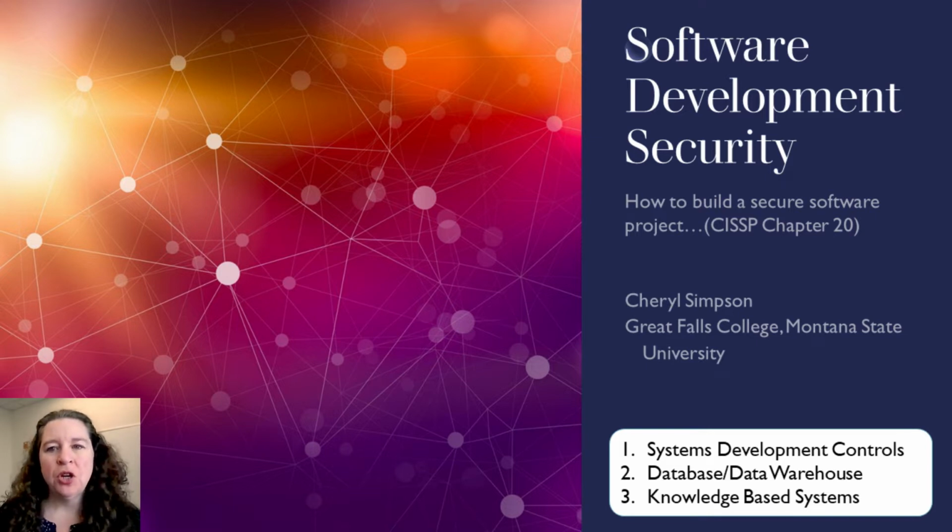In this chapter, we're going to be covering the CISSP Chapter 20, which is going to cover software development security. In this section, we're going to be covering systems development controls, databases and data warehouses, and knowledge-based systems. Yes, we're kind of starting the class at the end. So we're starting with software development at this point, and then we're going to go through the rest of the study guide that's necessary for this course.